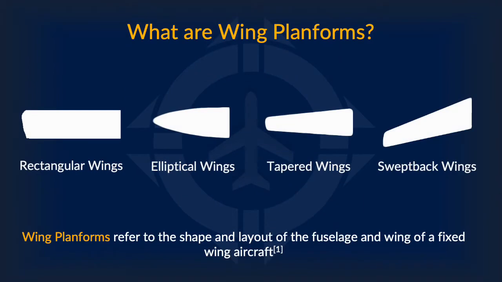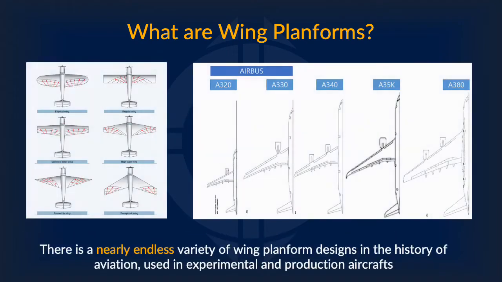So, what exactly are wing platforms? Wing platforms are simply the shape and layout of the fuselage and wing of a fixed-wing aircraft. Basically, it's the top-down view of an airplane wing. Now, there is a nearly endless variety of wing platform designs that were developed and improved upon in the history of aviation for both experimental and production aircrafts. Each have their own purpose for use with different aircrafts.